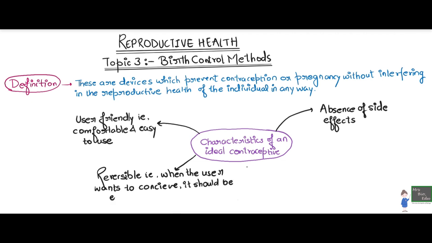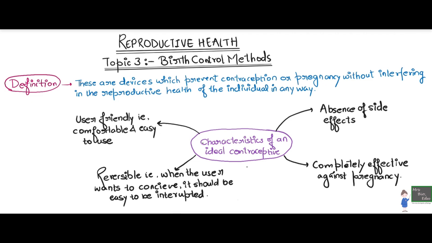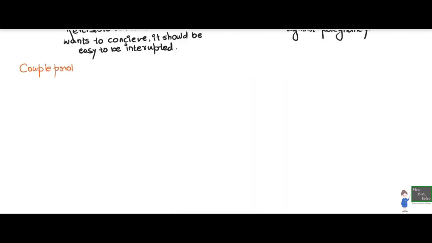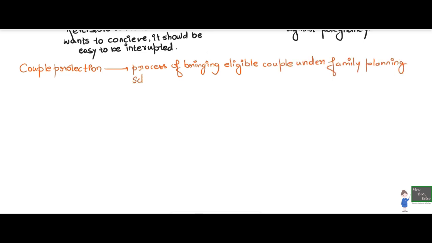And thirdly, it should be reversible, meaning that if a couple is using it and now they want to conceive again and they stop using this device, it should allow them to become pregnant again. And fourthly, and most importantly, it should be completely effective. It should not be that even after using this contraceptive method, there is a doubt in the mind of the user that, oh wait, will it work? Or do I have to take other measures? So yes, it should be completely effective.